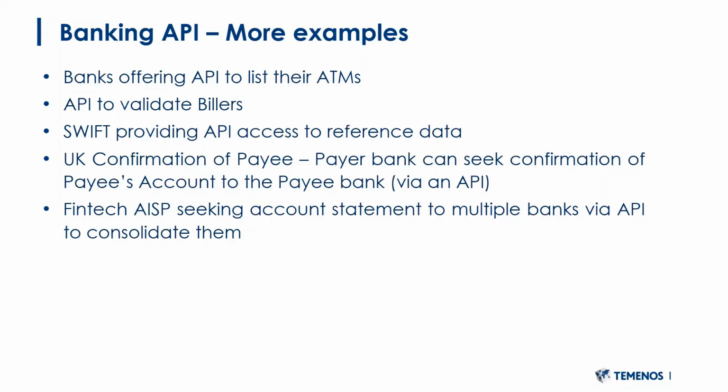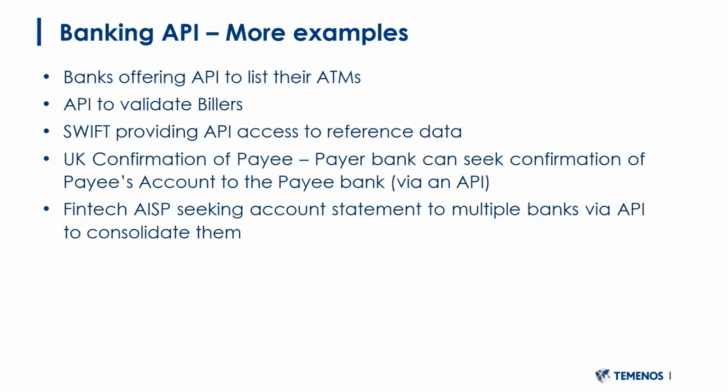Swift has a lot of reference data, such as BIC and IBAN data. You are supposed to download it and use it. But now Swift is providing API access to its reference data, so you don't have the hassle of downloading it and maintaining it in your bank.